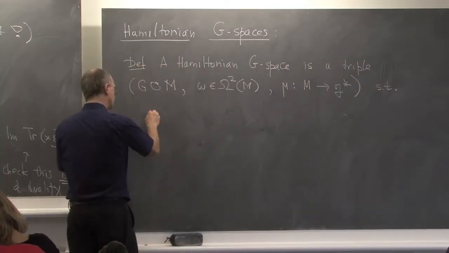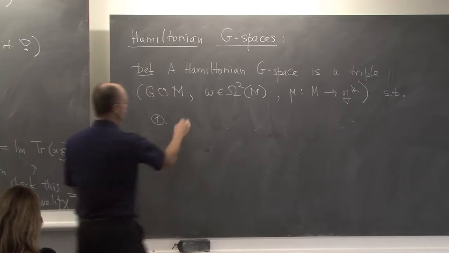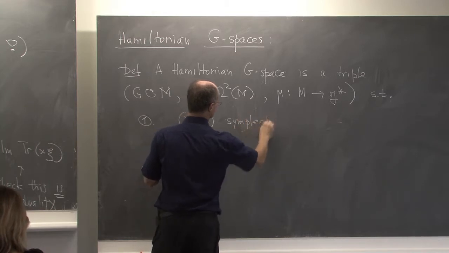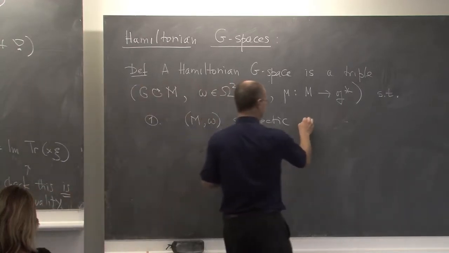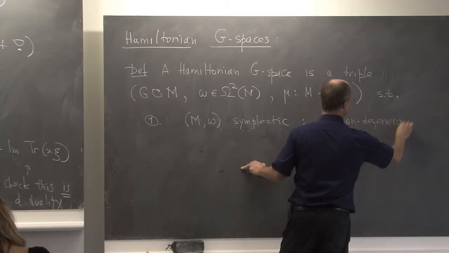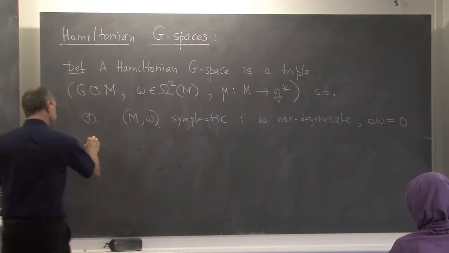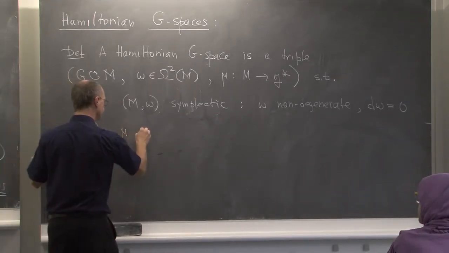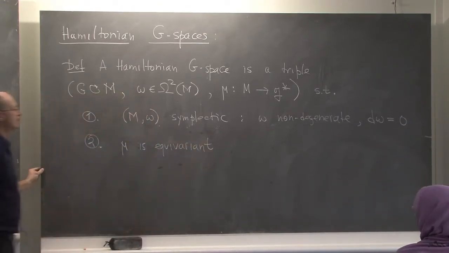And here are several, I think also three properties. So the first property: we require (M, omega) to be symplectic, meaning that omega is non-degenerate and closed. So the second condition is that mu is equivariant.